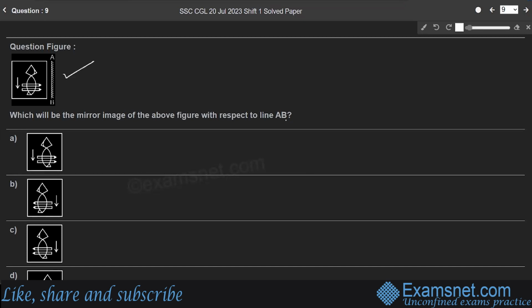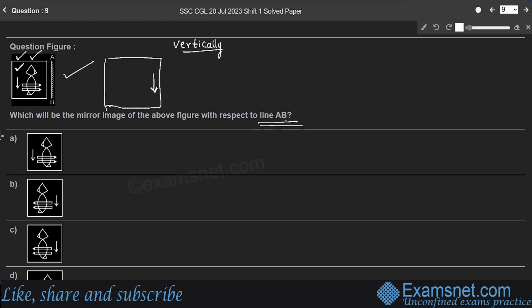Question 9. Here is the given figure. Which will be the mirror image of the above figure with respect to line AB? Here, students, the mirror is placed vertically. When a mirror is placed vertically, the right part of the given figure appears to be the left part in the image and the left part of the given figure appears to be the right part in the image. So let us consider the image part. The arrow mark in the given figure is to the left of the figure, so this arrow mark appears to be on the right in the image.